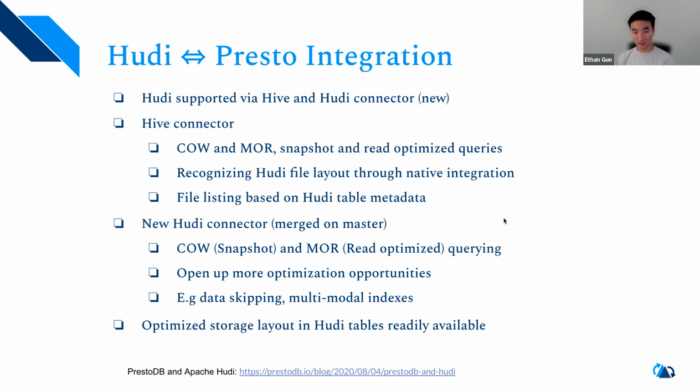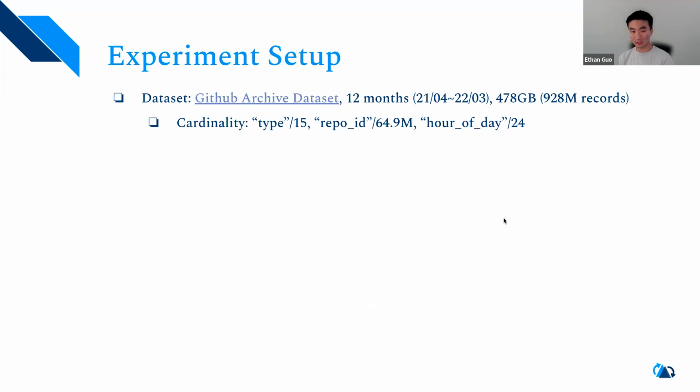All right, cool. Next I'll talk about how the table layout optimization in Hudi leveraging clustering improves query planning and reduces the number of bytes read. I'll first talk about our experiment setup. We use the GitHub archive dataset. We pick 12 months of data in this time range. In total, there's nearly 500 gigabytes of data in Parquet, around 1 billion records.